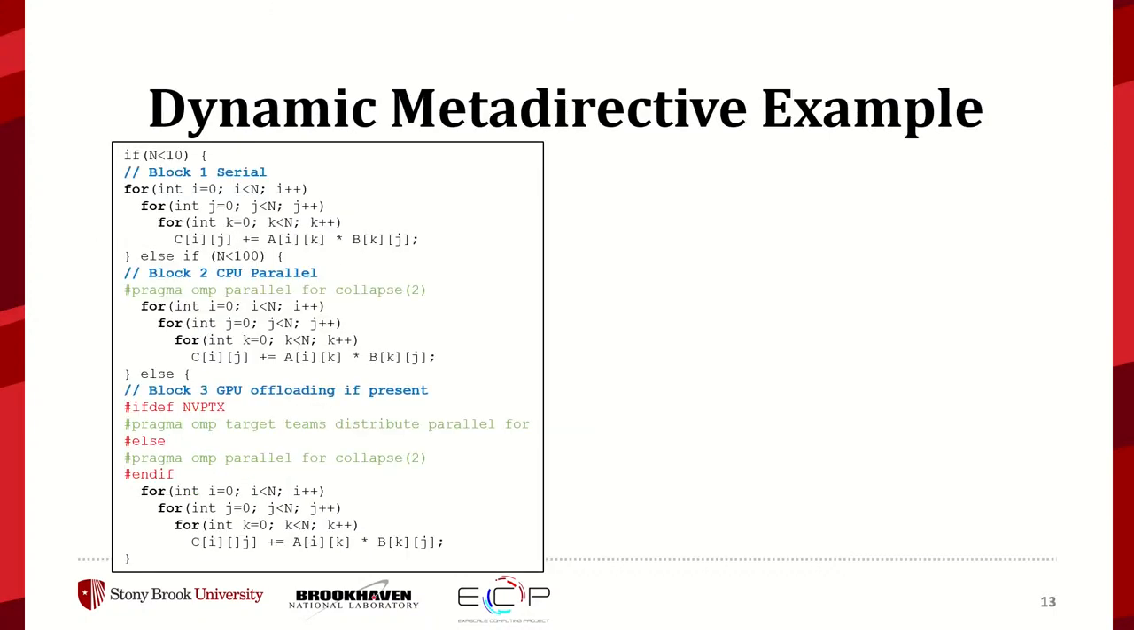Let us consider a well-known scenario where a programmer is writing a library function to, say, multiply two matrices, where the size of the matrix will only be known at runtime. If the size of the matrices are small, say less than 10, the programmer might want to run the multiplication in serial to avoid parallel overhead. If the size of the matrices are fairly large, say greater than 10 but less than 100, programmers might want to run the computation in parallel while collapsing the two loops on the CPU.